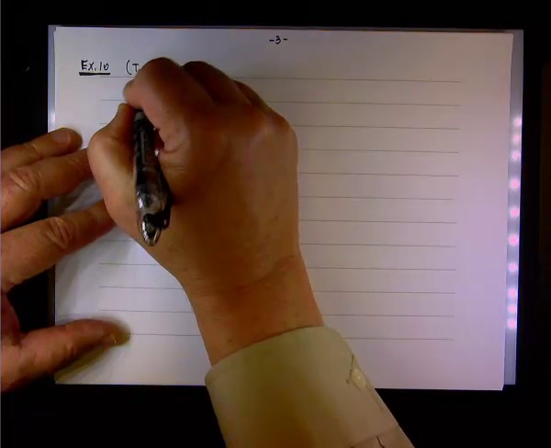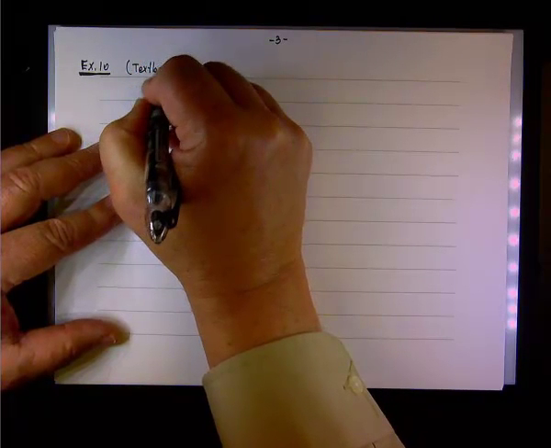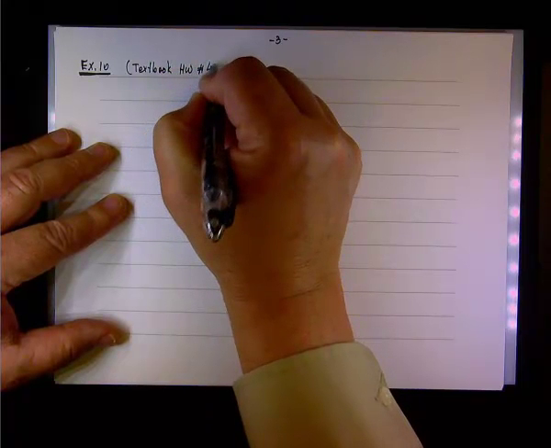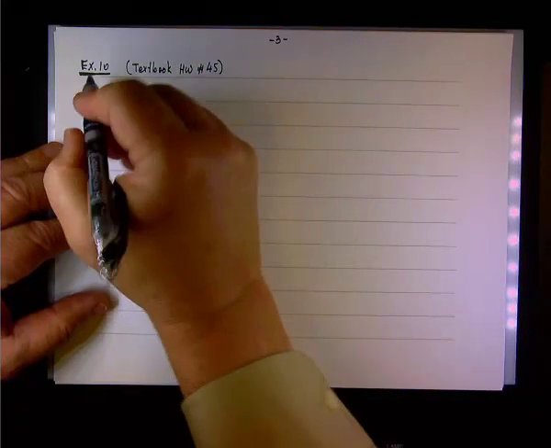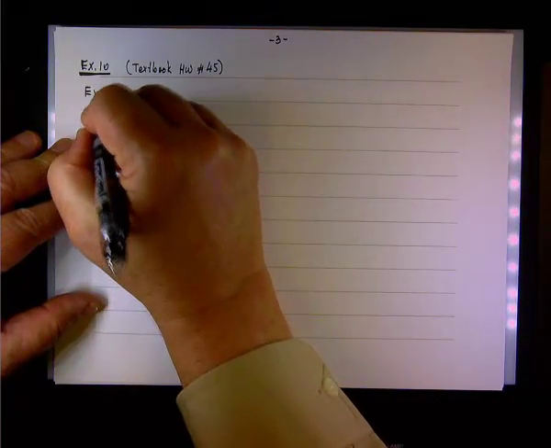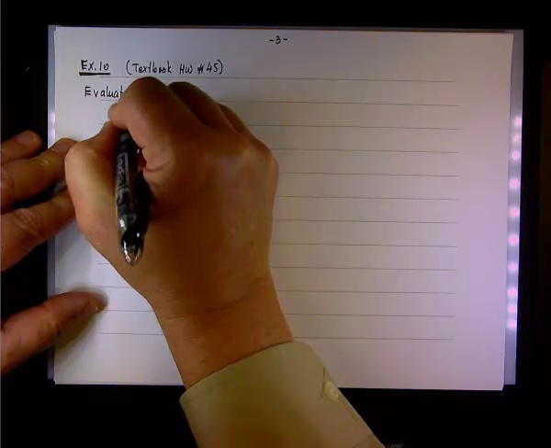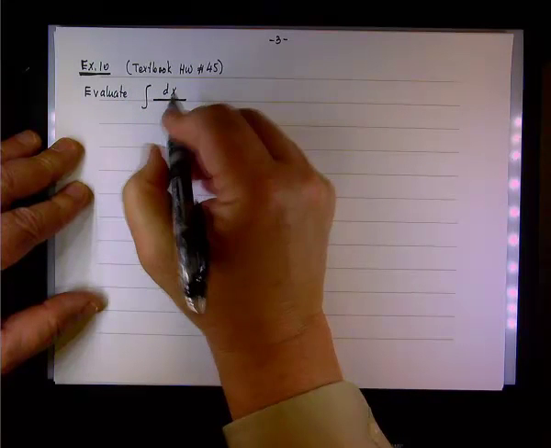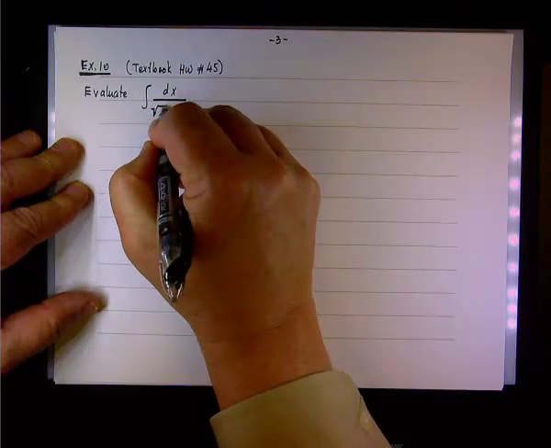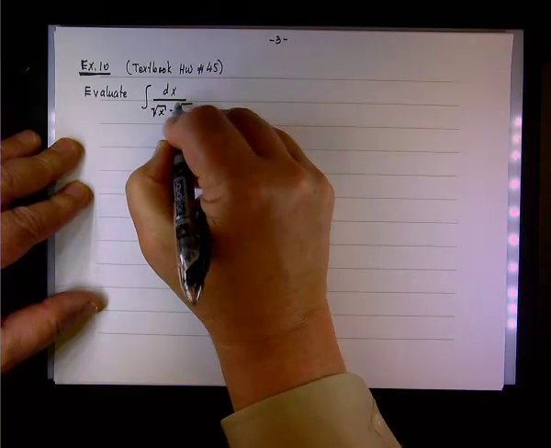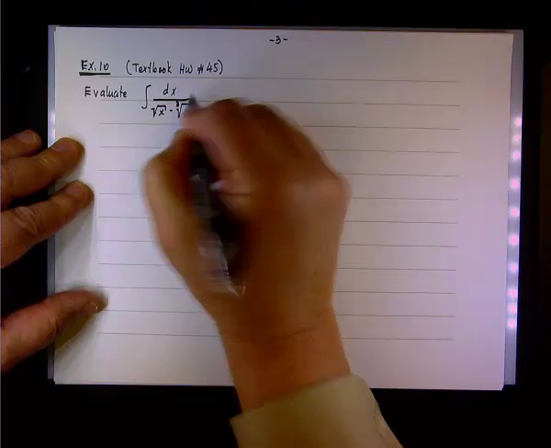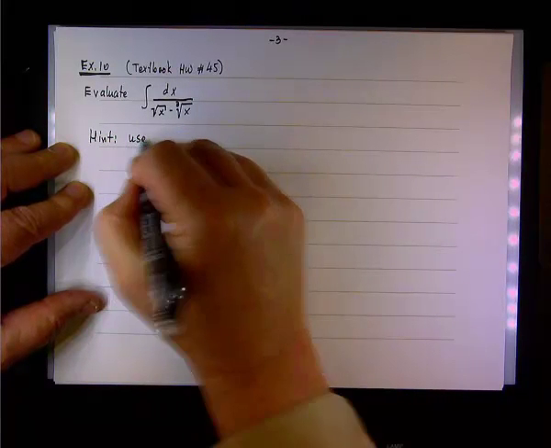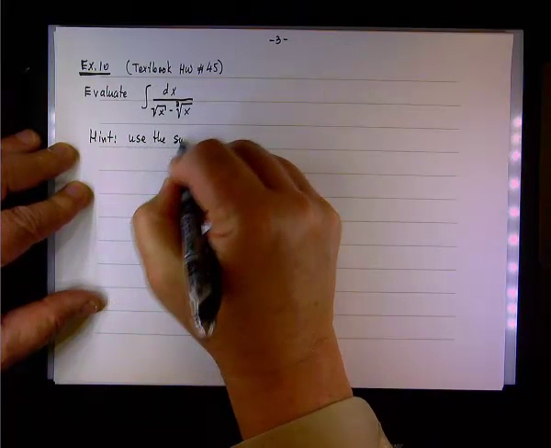Okay. This is the textbook homework number 45. And we need to evaluate the integral, the dx on top, and at the bottom you have the square root of x minus the cube root of x. Okay, and the hint is use the substitution.